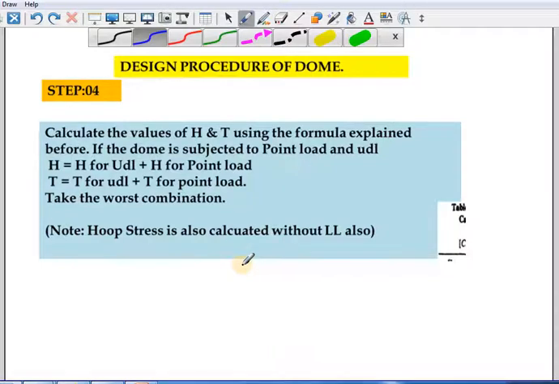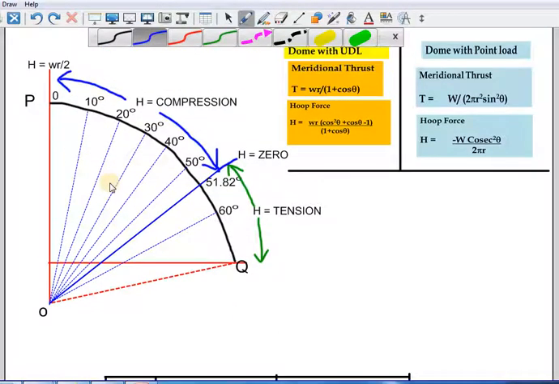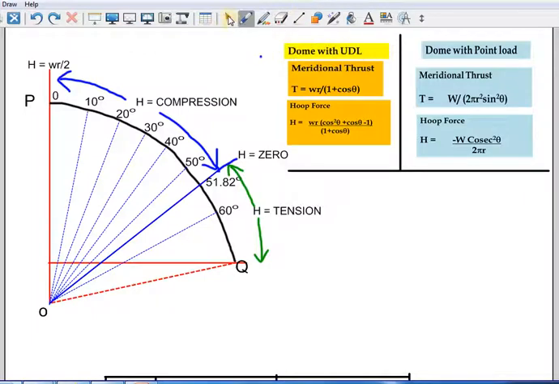Okay, in that case what you will do is find out H. If the combination of loads comes, both UD load and point load, then first you find out the H due to UD load and then the H due to point load, and add both. That is how you do. But there is a small case here, because these are the formulas for the dome with UD load and point load.